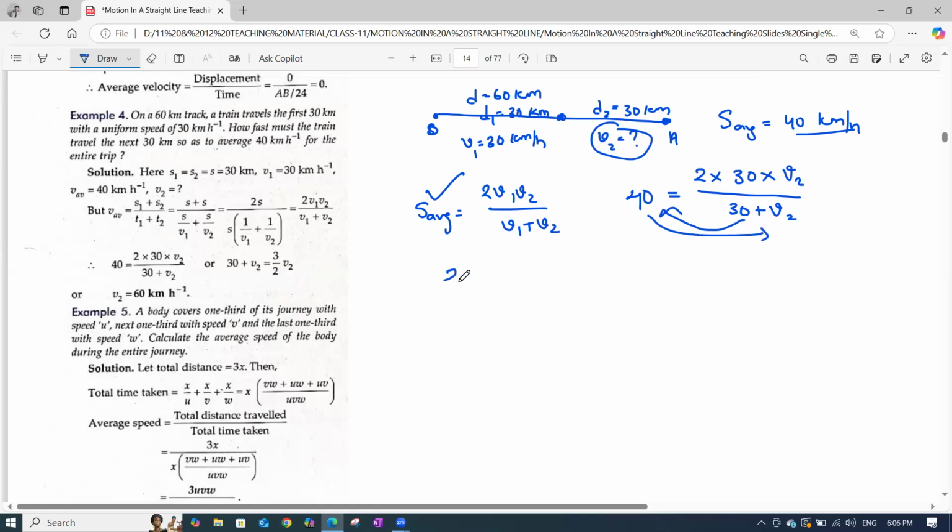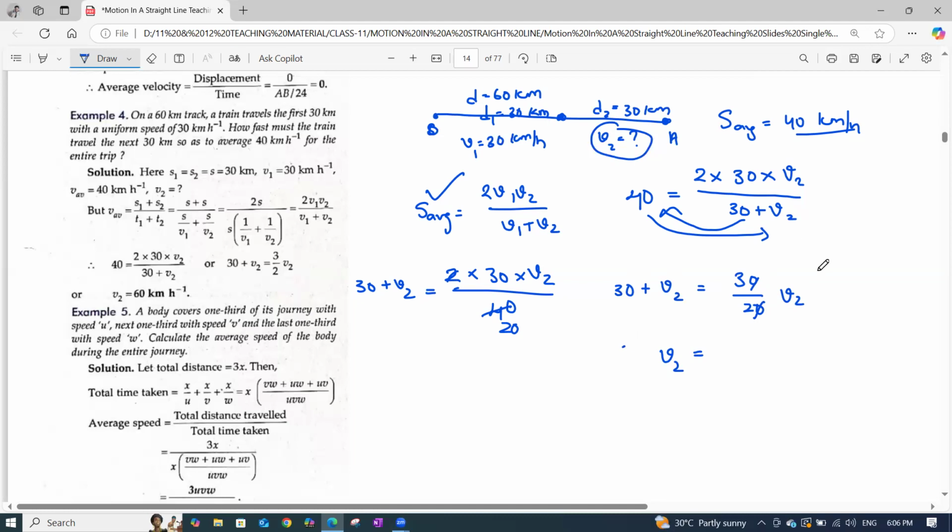Get this 40 here. It becomes 2 into 30 multiplied with V2 upon 40, which is nothing but 30 plus V2. 2 ones, 2 20s. Now it becomes, that's it, right? Then 30 plus V2 is equal to 30 by 20 V2. 0, 0 gets cancelled. Now V2 is equal to, send this 30 that side.